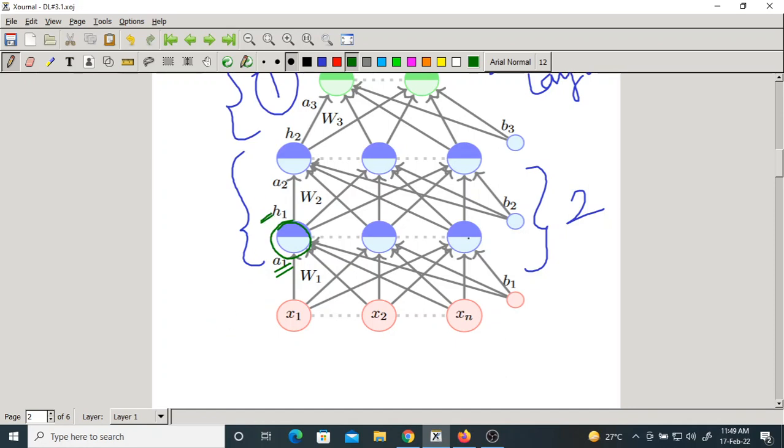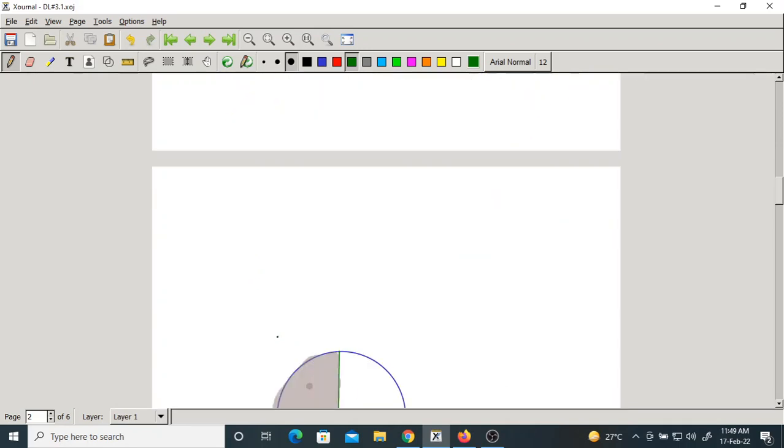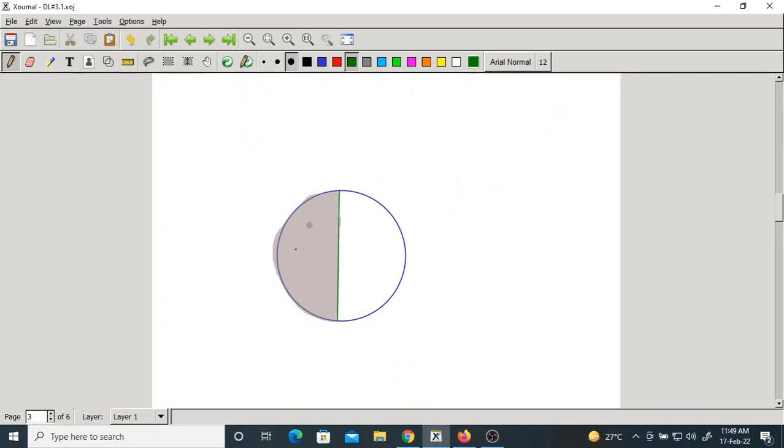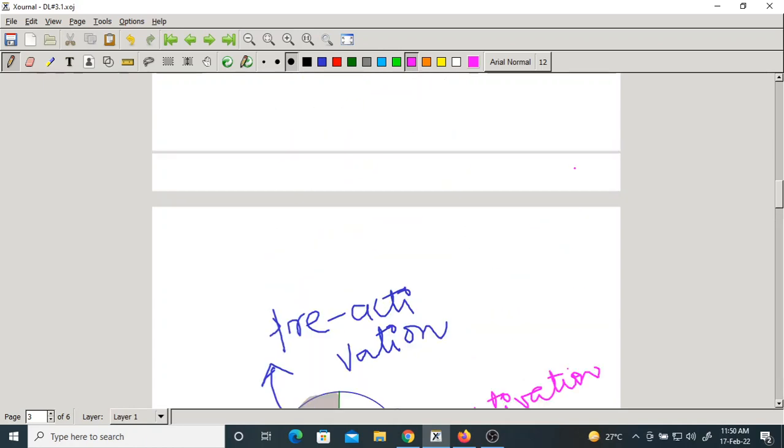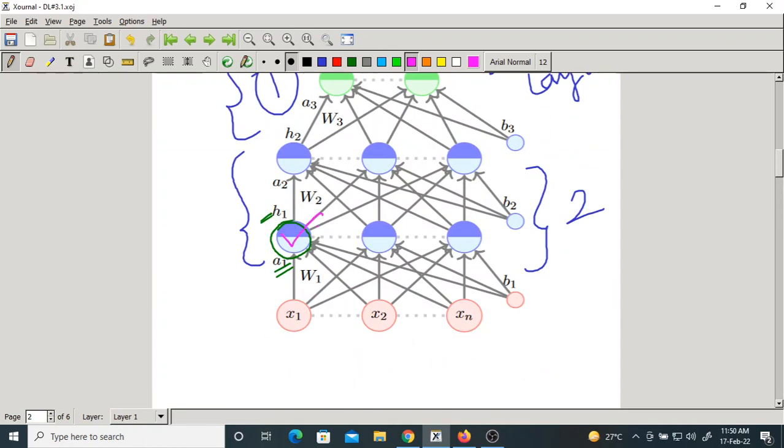For every neuron we have a pre-activation and an activation. So what is that exactly? Here this is a1, this is h1. This is the pre-activation, and this is the activation. It is for this neuron.